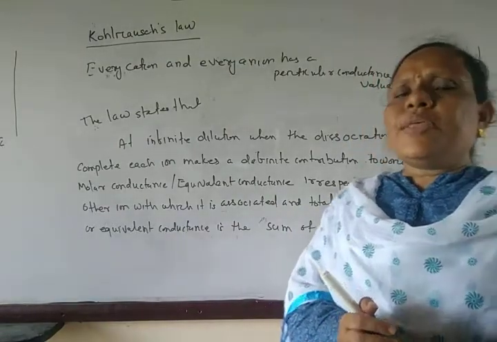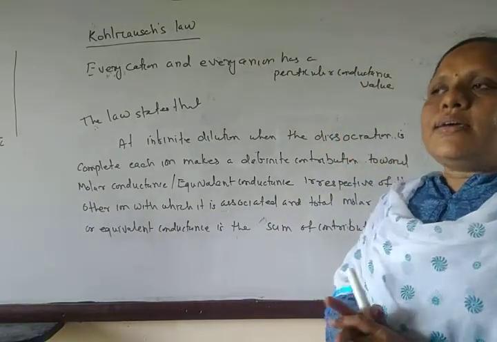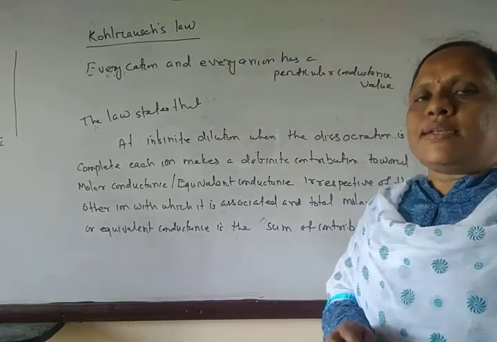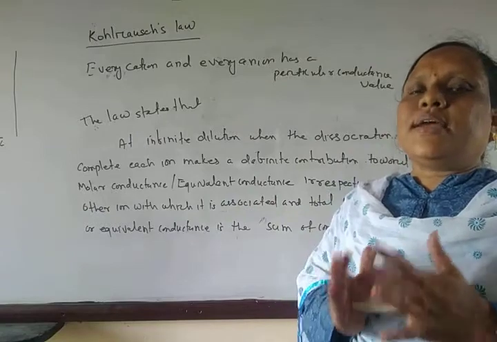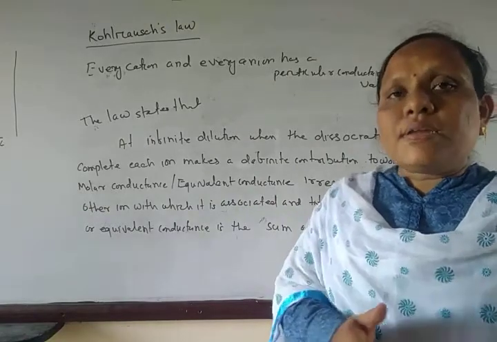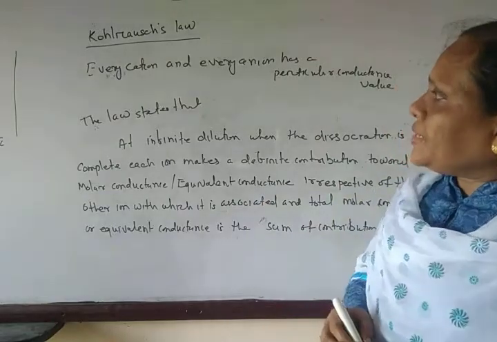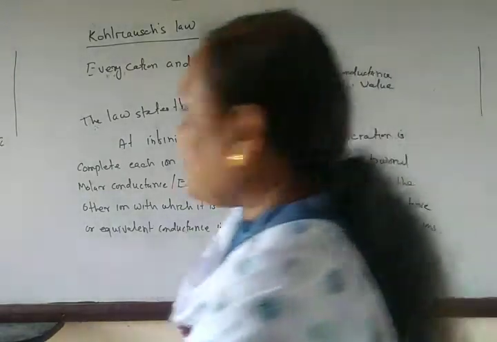Or we can say the limiting molar conductivity of the electrolyte is the sum of contributions of its cations and anions multiplied by the number of cations and anions given by one formula unit of the electrolyte. Okay. So this is known as Kohlrausch's law.